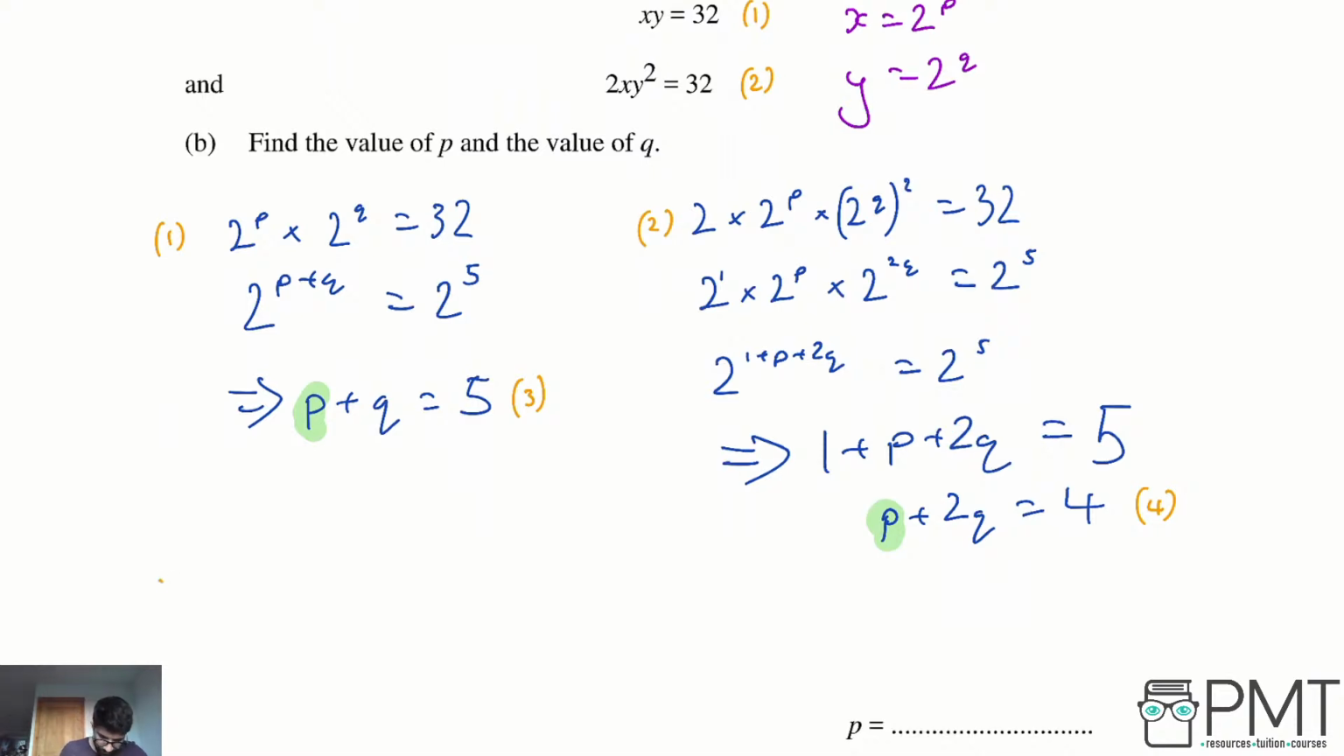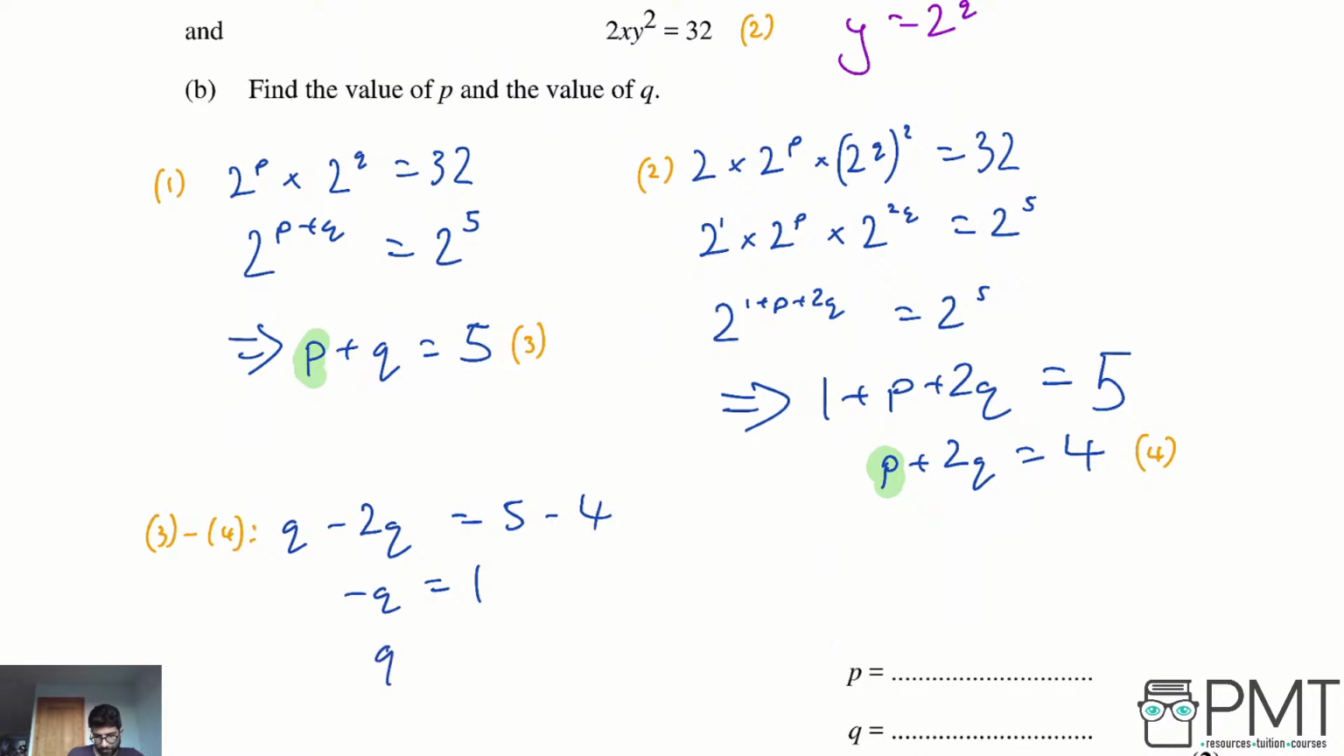So if you go 3 minus 4, I'm going to take away the p from p. That's going to eliminate them. And then you get q minus 2q is equal to 5 minus 4. That is going to give you minus q is 1. If minus q is 1, q is going to be minus 1.